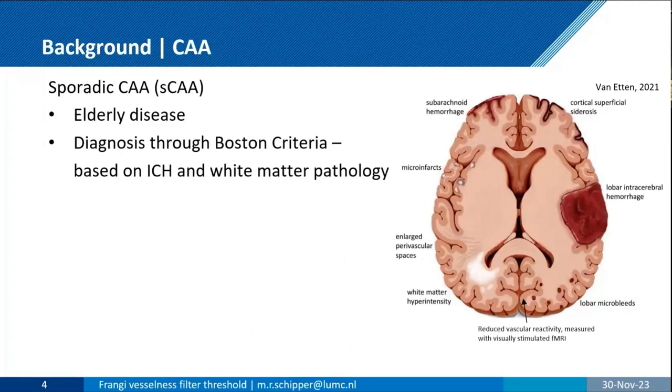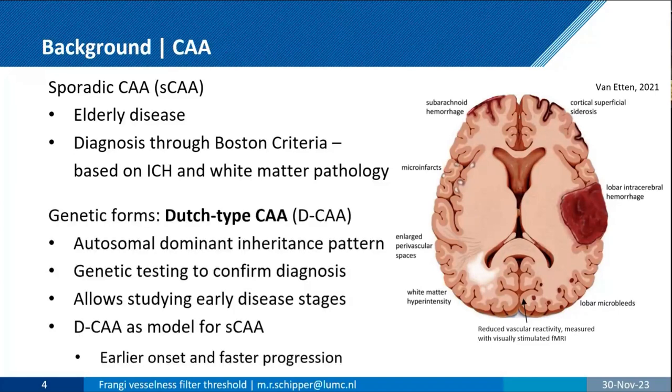So you have a sporadic form of CAA. This is basically an elderly disease, and it can be diagnosed through the Boston criteria. I will not go into depth about this, but it's partially based on intracerebral hemorrhage and white matter pathology. Sporadic CAA can only be diagnosed in vivo on a probable or possible basis, and only a definitive diagnosis can be made post-mortem, based on histopathology.